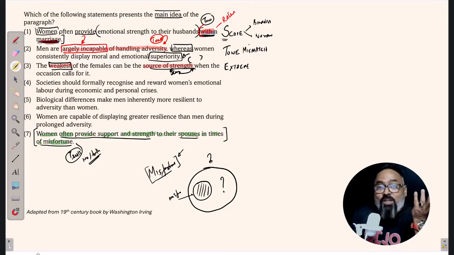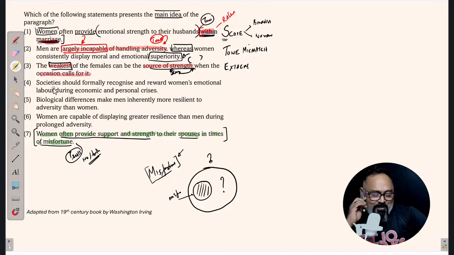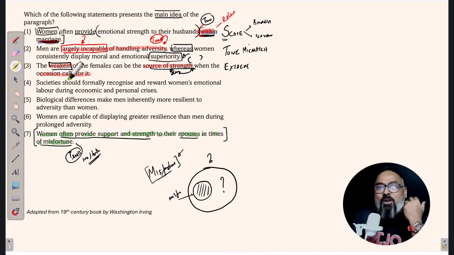And the third issue that particular option has: when the occasion calls for it. What occasion? Of course, one problem is that you can also have a scope issue here. It could be multiple problems, but one of the things is that it's extreme stuff, right?